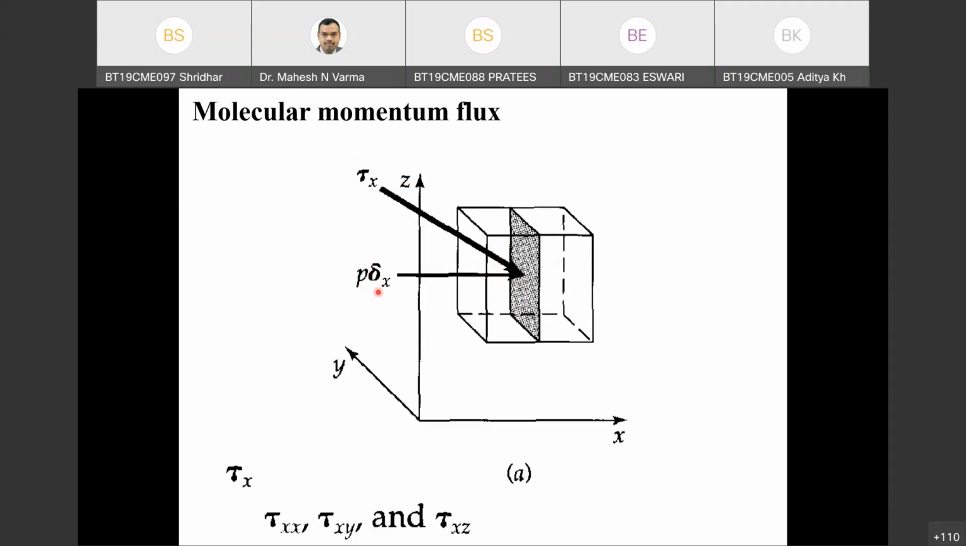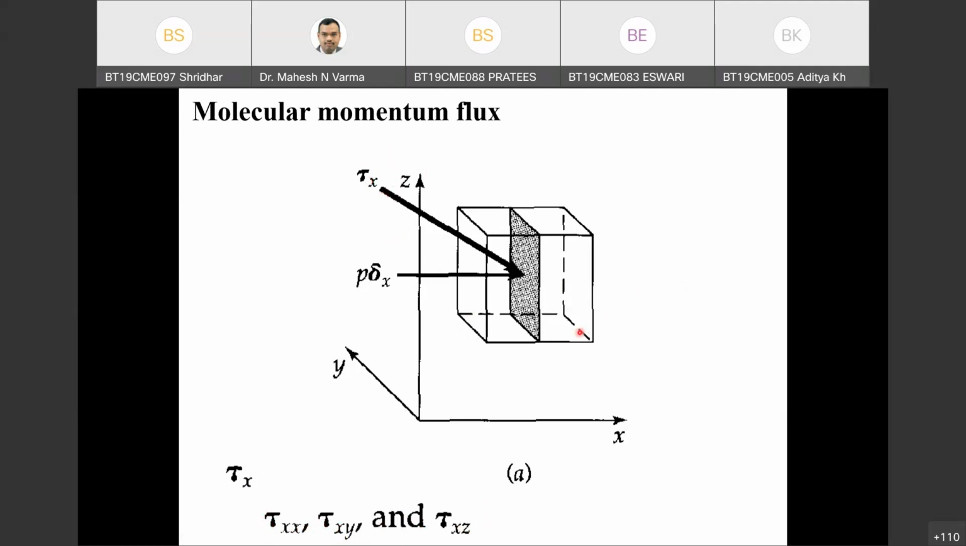So P into delta x represents a momentum transport because of pressure forces. And this tau x will have three components: tau xx, tau xy, tau xz. This is momentum flux in the x direction. How is momentum flowing in the x direction? It will have three components: tau xx, tau xy, tau xz. So this is tau x. This is how momentum is flowing in the x direction.